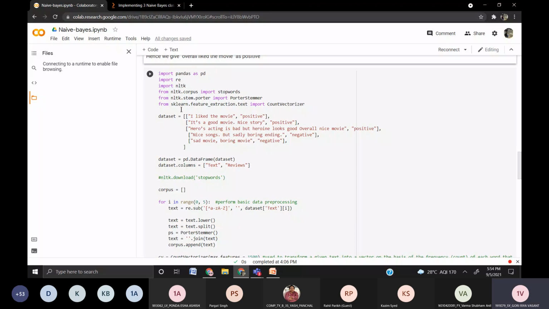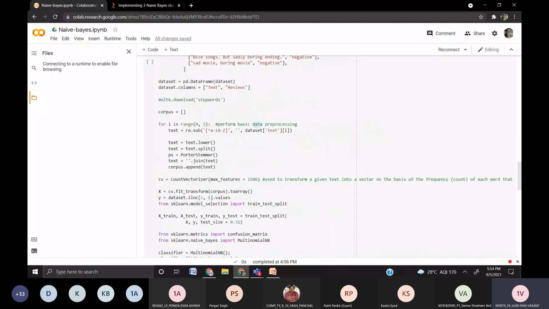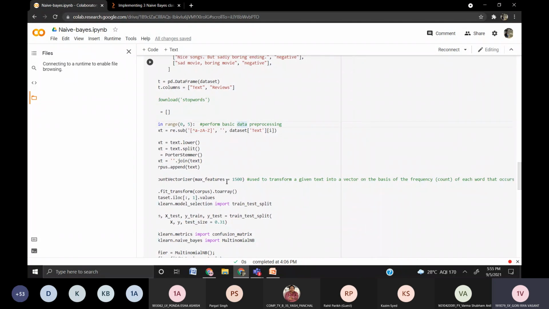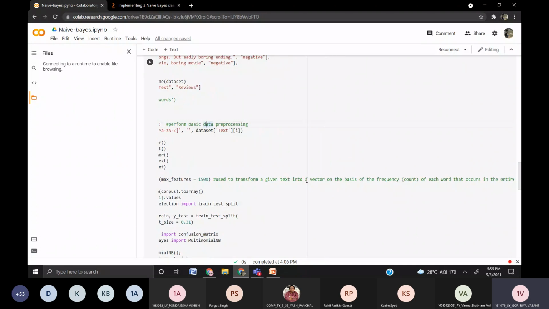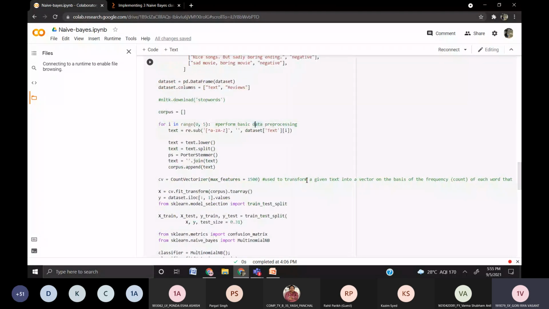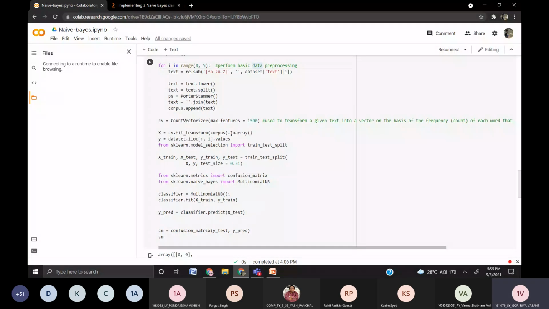So this is how we implement it here. We import the basic libraries. We have hard coded the data set here. The data set has 2 columns, that is the text and reviews. We perform basic data pre-processing here, just so the program does not get confused by upper and lower case. We use a count vectorizer, which is used to transform a given text into a vector on the basis of the frequency of each word that occurs in the entire text. So we fit it to an array.